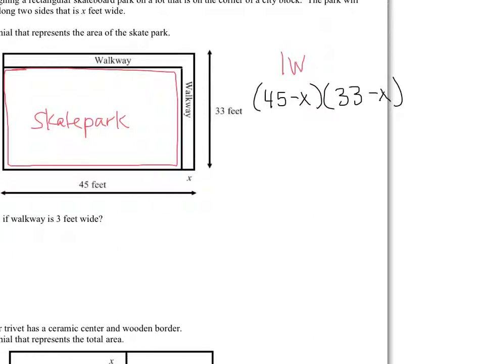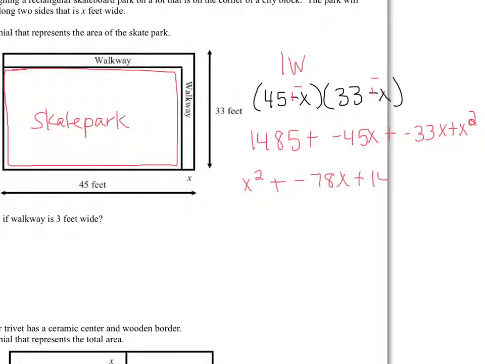And so now I'm going to simplify this by FOILing. The first thing I would do is 45 times 33, which is 1,485. I'm going to have plus negative 45x plus negative 33x plus x squared. Now when I rewrite this final answer combining like terms, I'm just going to reorder it so it goes highest to lowest, descending order. So x squared plus negative 78x plus 1485 would be my simplified expression that represents the area of the skate park.